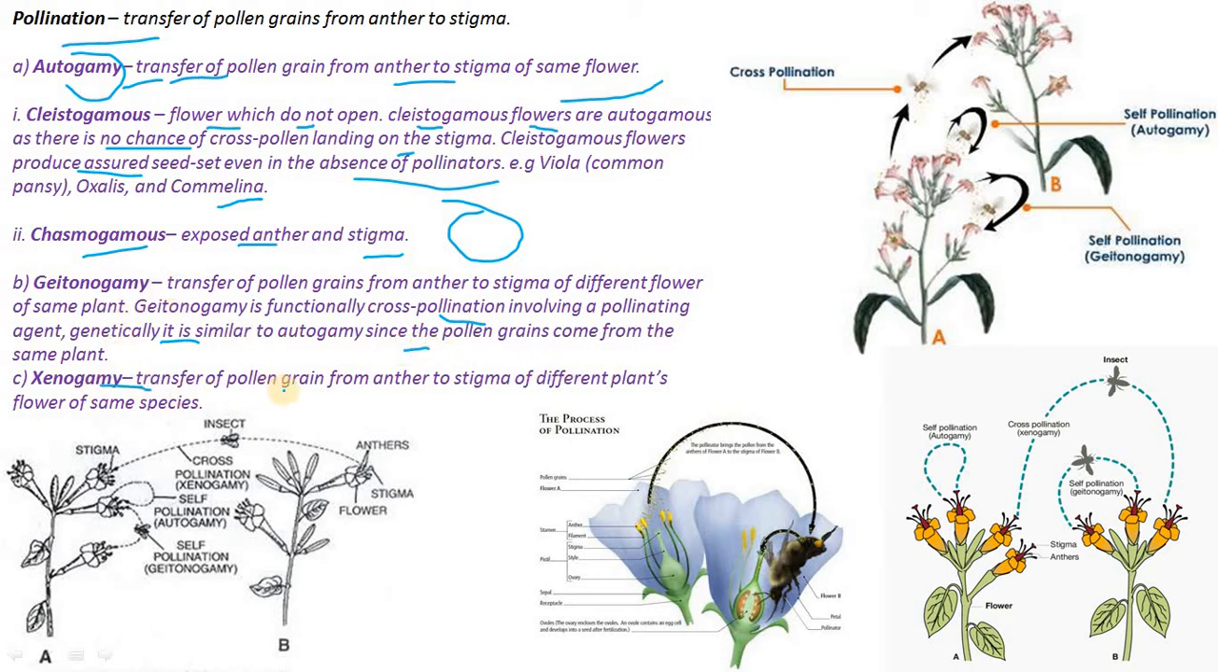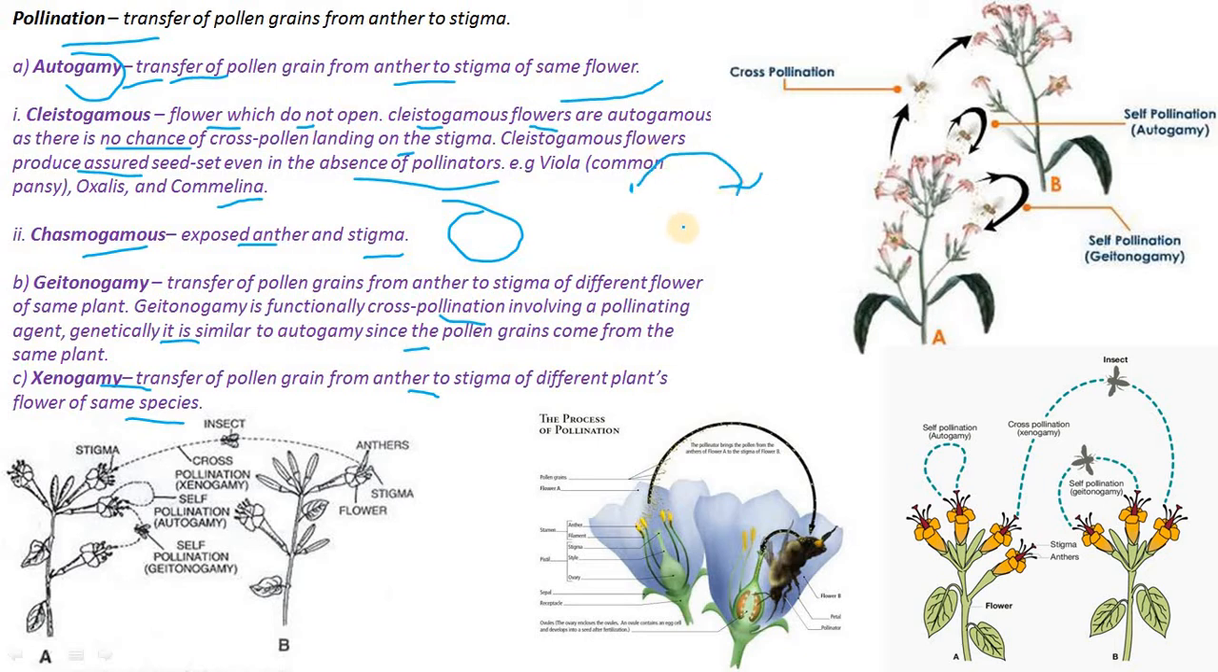And xenogamy is the transfer of the pollen grain from the anther to stigma of the flowers of different plants of the same species. Here are several pictures which clearly depict that cross pollination occurs, and the self pollination is known as autogamy, and this is also self pollination but it is geitonogamy. The only difference is that in chasmogamy the flowers are open, and in cleistogamy the flowers are closed, and in geitonogamy it is also the transfer from anther to stigma of a different flower of the same plant.